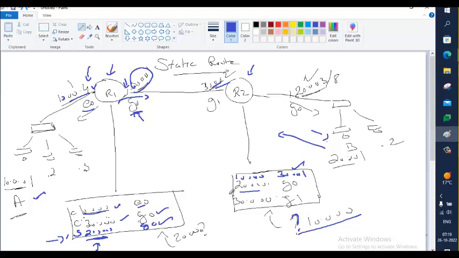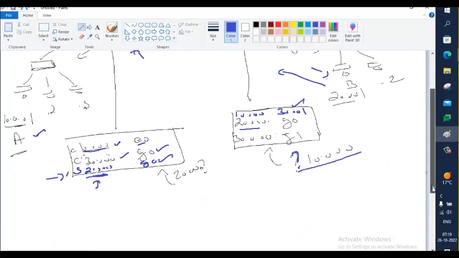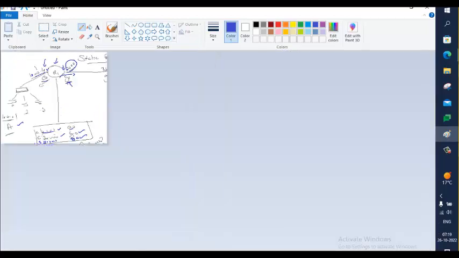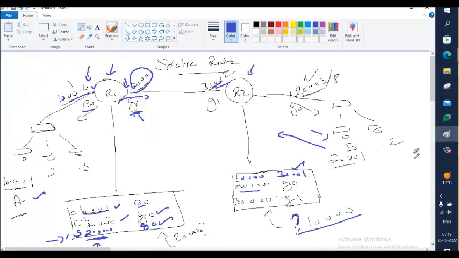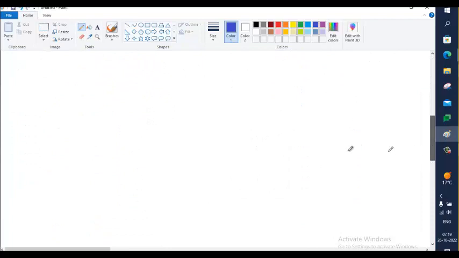And the other question, what Abhirami was asking is, let me draw the diagram. That's a nice question. What if I have multiple paths?